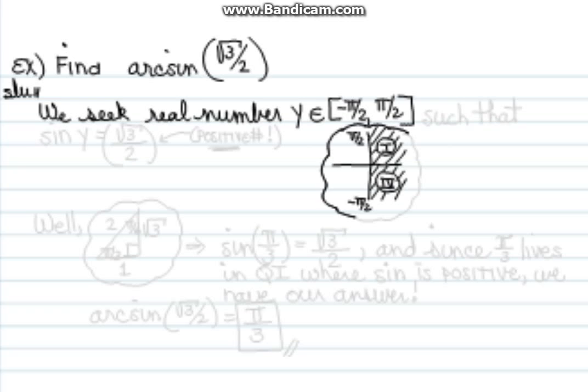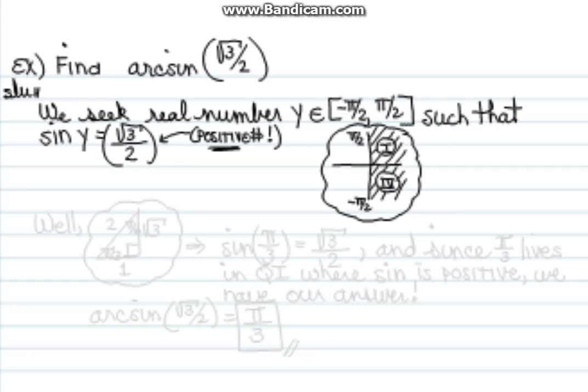Okay, so what do we know about this y value we're looking for? It has to be restricted between negative pi over 2 and pi over 2 such that the sine of this y value is equal to the square root of 3 over 2. That's what it means to be the arc sine. Now, square root of 3 over 2 is a positive number. I want you to keep that in mind.